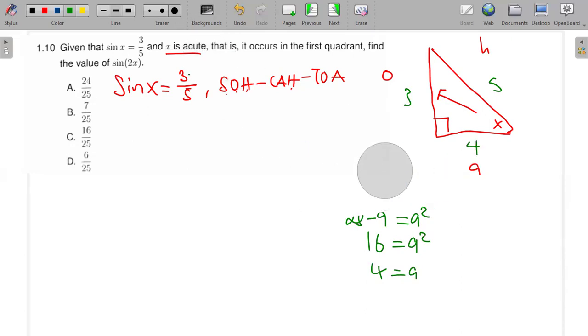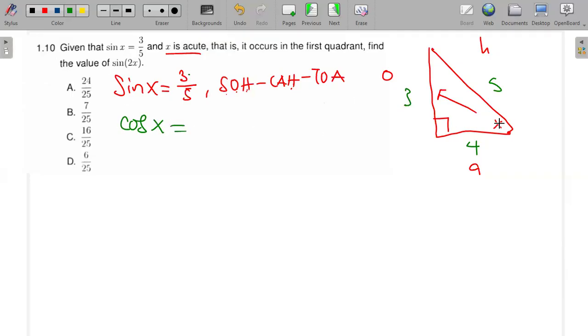So from there, I can actually find my other trig ratios like cos x. So cos x, this is the angle. I'm getting adjacent over hypotenuse. Adjacent is 4 over hypotenuse 5. Now they're saying find the value of sine 2x. So now remember the double angle formula.